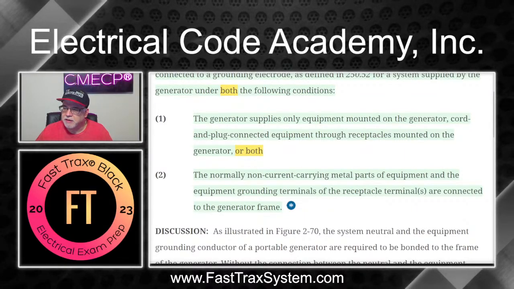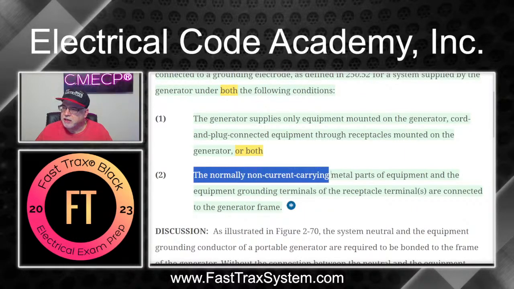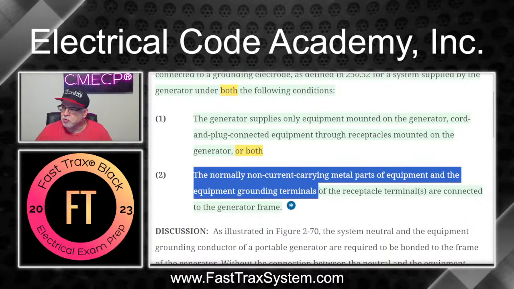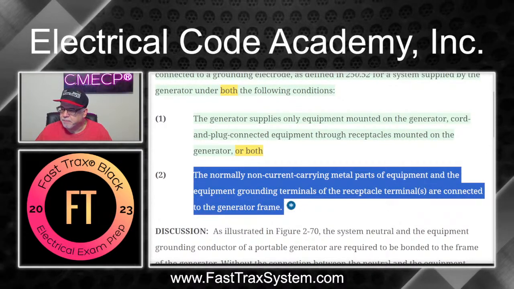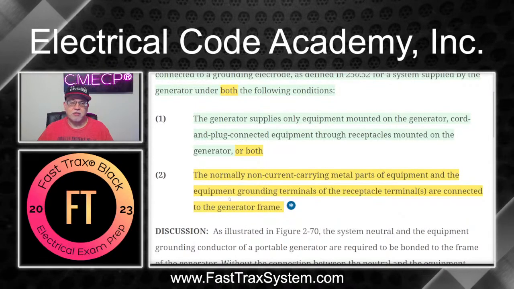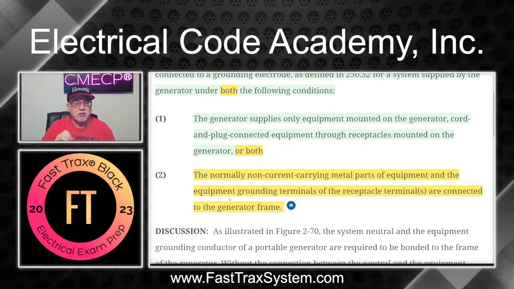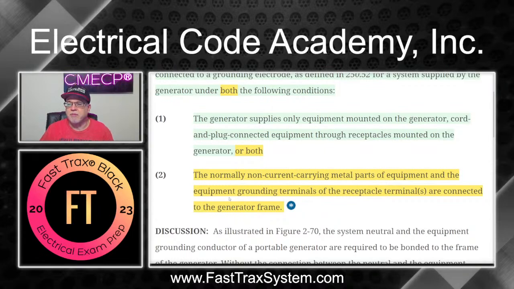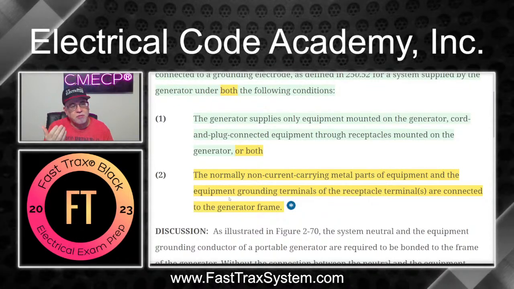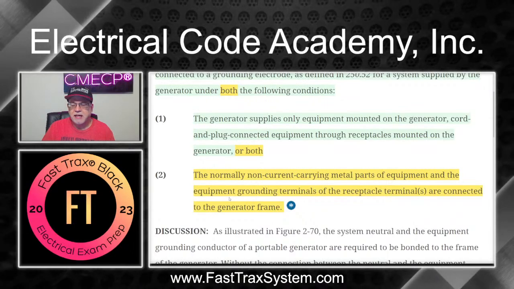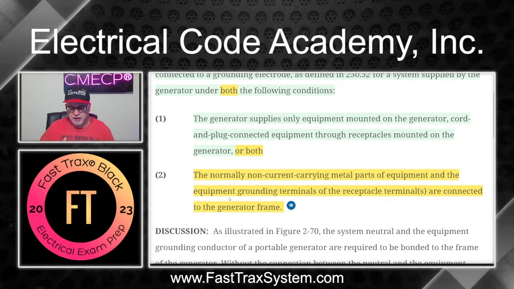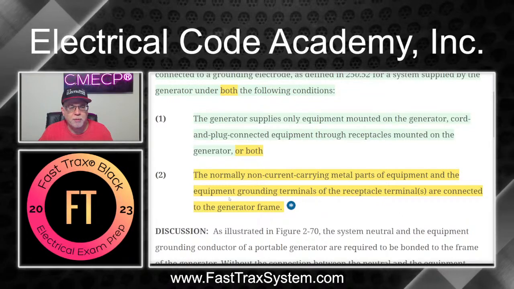Next condition right here, it says the normally non-current-carrying metal parts of the equipment and the equipment grounding terminals of the receptacle terminals are connected to the generator's frame. Okay, all of that's extremely important. So this says that the metal frame of the generator has to be connected together with, if there are receptacles on this generator, then it would have to make a connection from the frame over to the terminals, right?